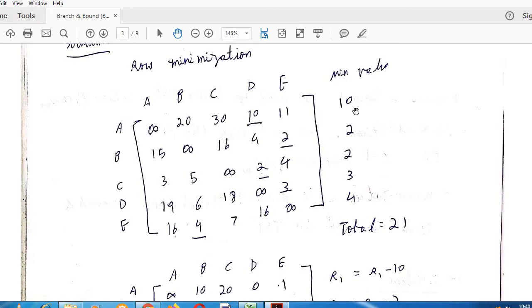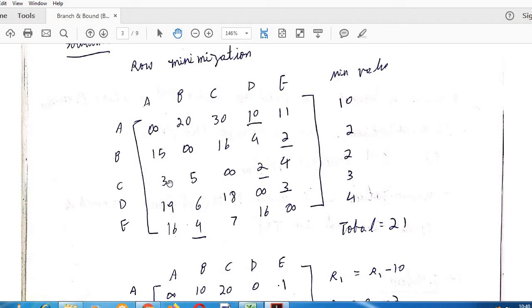So 10 I have selected as the minimum value in that particular row. So coming to the second row, I have values 15, infinity, 16, 4, 2. Here 2 is having the lowest value, so that is our minimum value. So here I will write down the minimum value of the second row.